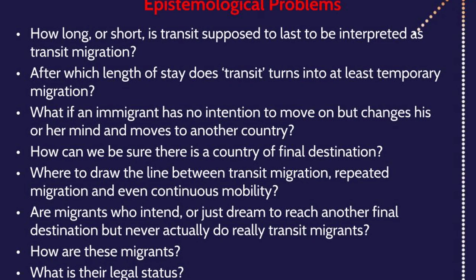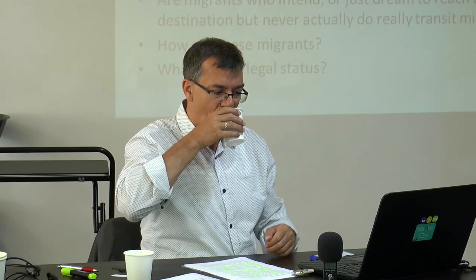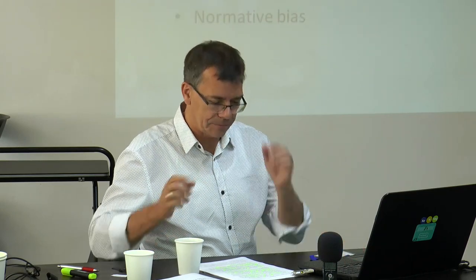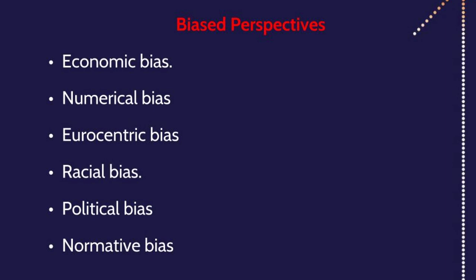So who are these migrants? How are they? What is their legal status? Lots of question marks. And what we have in this notion of transit migration is an expression of various biases. Bias number one is the economic bias, the assumption that everybody wants to move to Europe because that's the richest region in that part of the world. There is no good reason to stay in Russia, Egypt, Ukraine, Turkey, Libya or Morocco. The people who are there must want to move on to Europe.